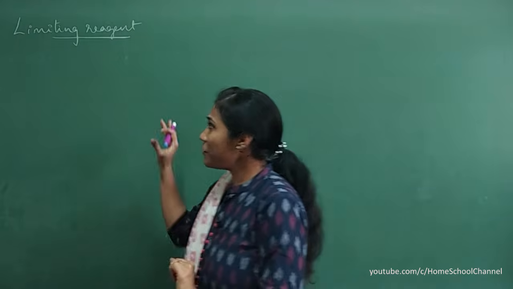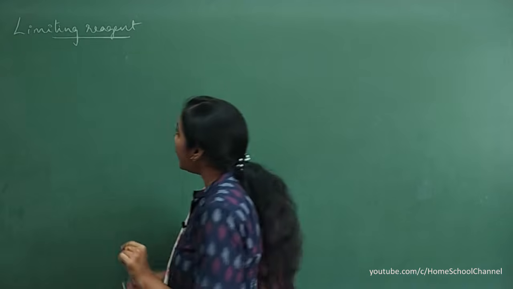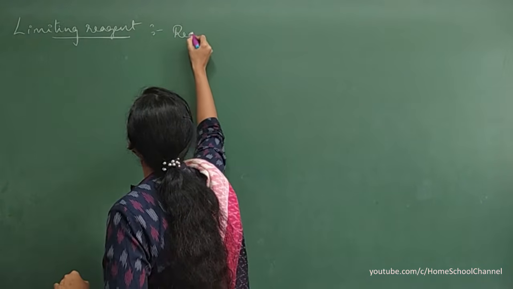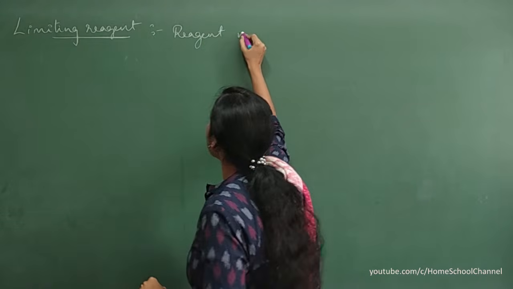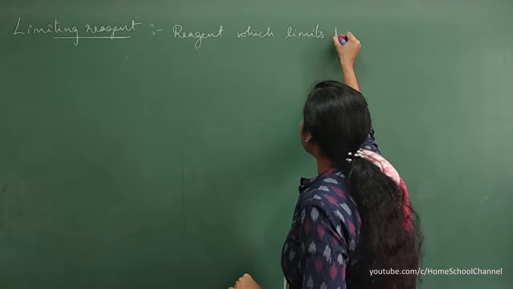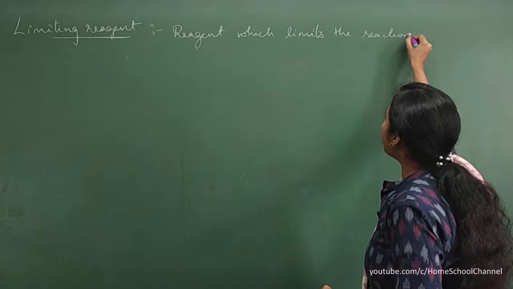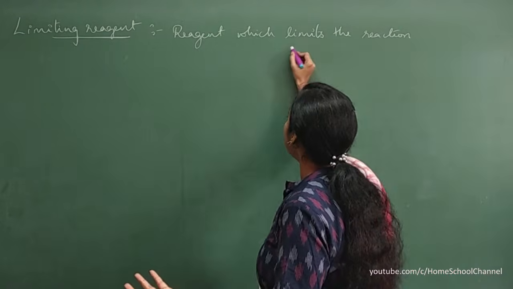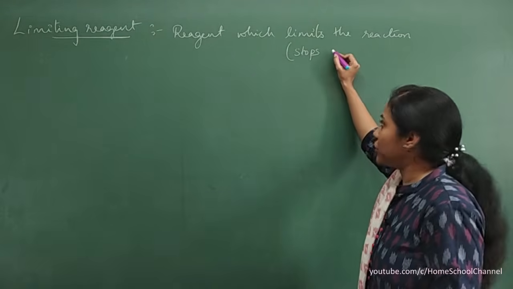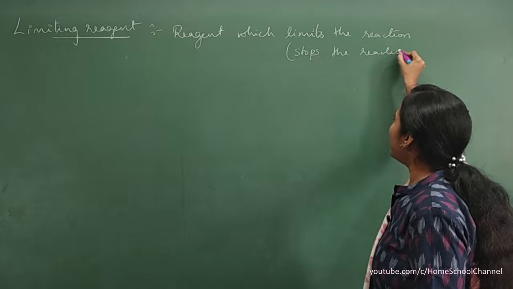Fine. So first let us understand what you mean by limiting reagent. See, its definition is very simple. Limiting reagent is that reagent which limits the reaction, or I can say the reagent which can stop the reaction. Limit in the sense the reagent that helps in stopping the reaction. Okay, so which stops the reaction. This way also you can talk about.